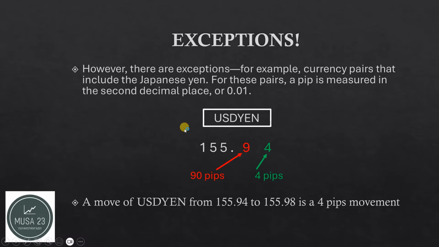Now, there are exceptions. For an example, currency pairs that include Japanese yen are measured in the second decimal place. For an example, currently USD yen is 155.94. So this 4 represents 4 pips, this 90 pips. And the move from 155.94 to 155.98 is a 4 pips movement.